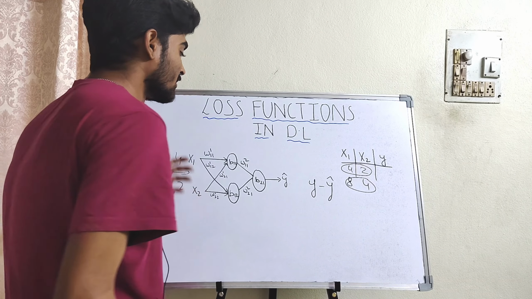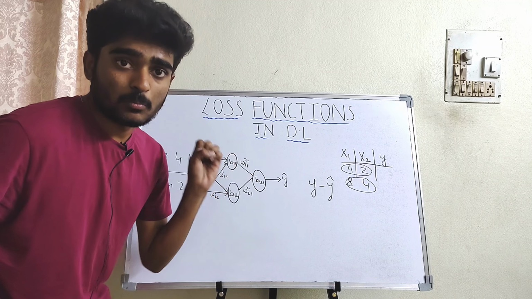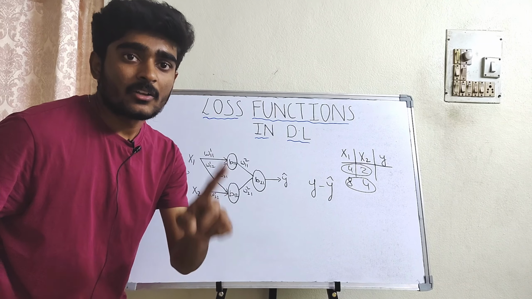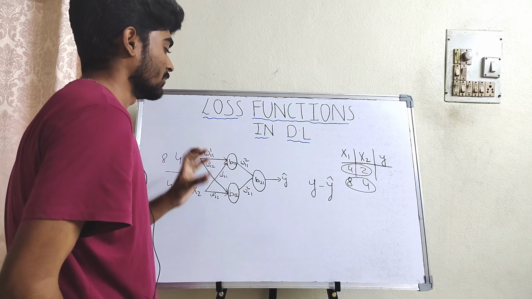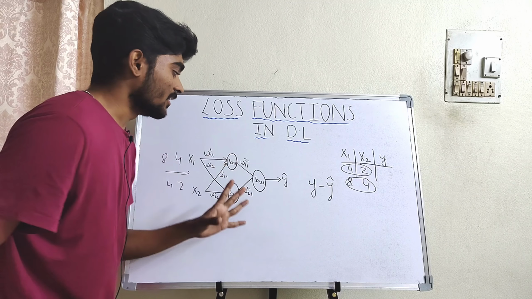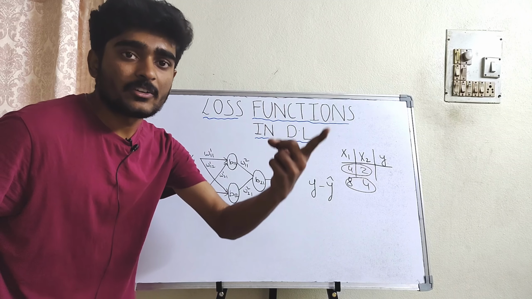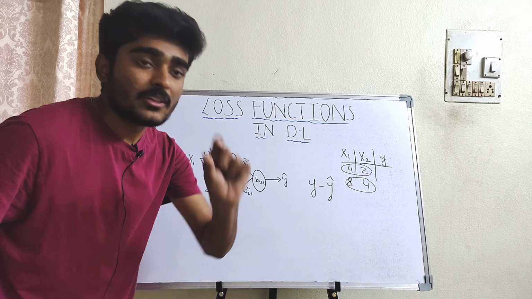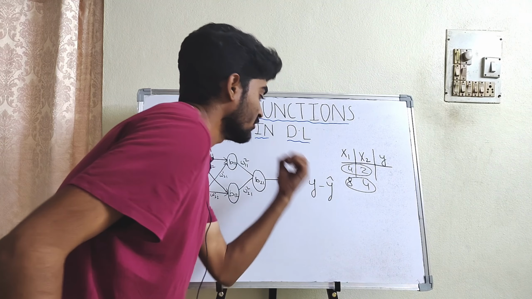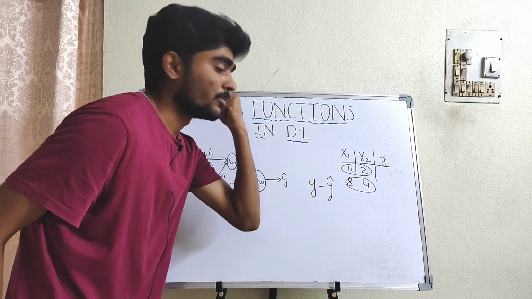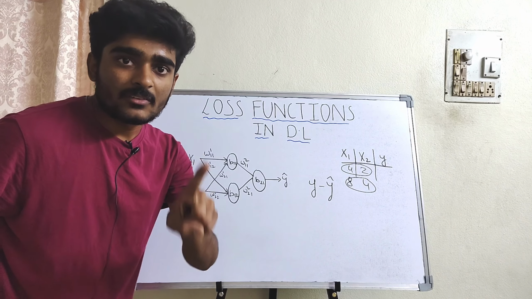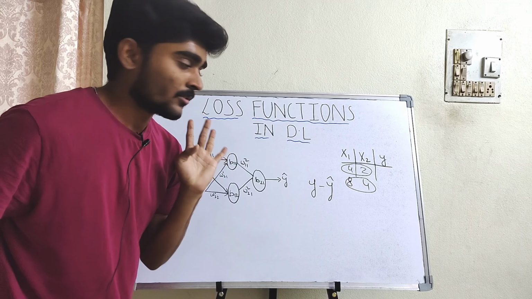In this way, this process continues until fixed weights and bias parameters are obtained. When do we get fixed weights and bias parameters? When this loss is minimum, we'll be getting fixed weights and bias parameters.